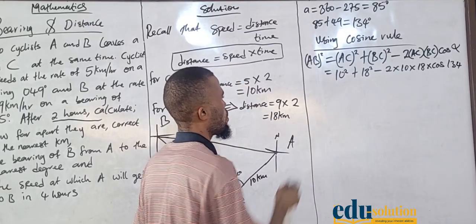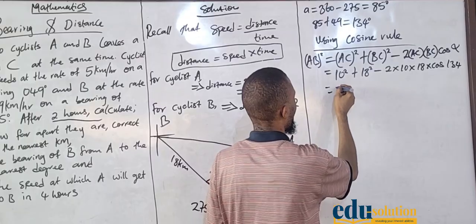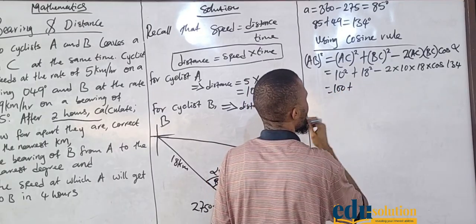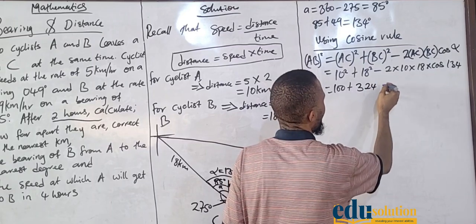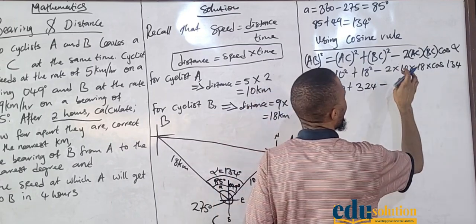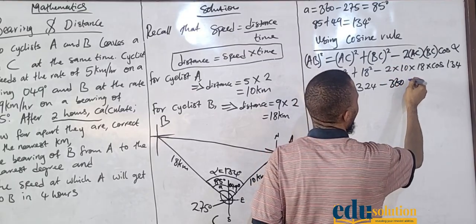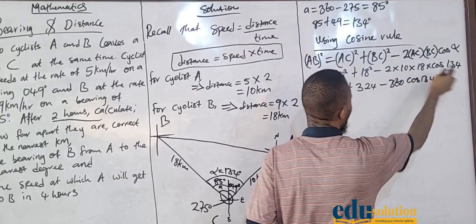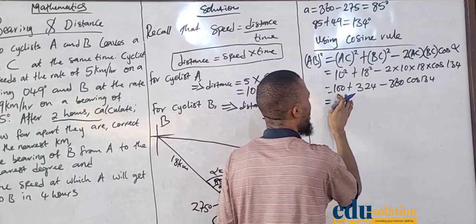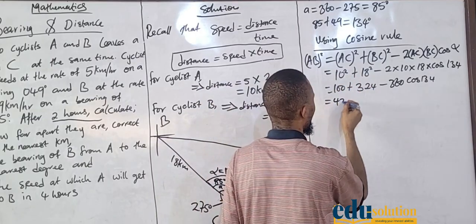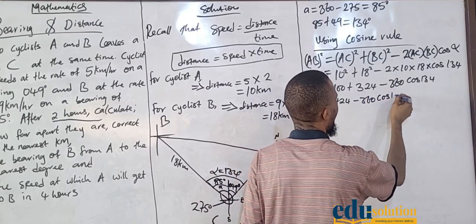We'll solve immediately. You can be confirming it with your calculator. 10 squared is going to give you 100 plus 18 squared is going to give you 324. So that I have minus, we are having now 10 times 18 is 180, times 2 is 360, and then cos 134. I'm rewriting again. So that I have now equal to, we are trying to follow BODMAS principle. So 100 plus this is going to give you 424 and then minus 360 cos 134.